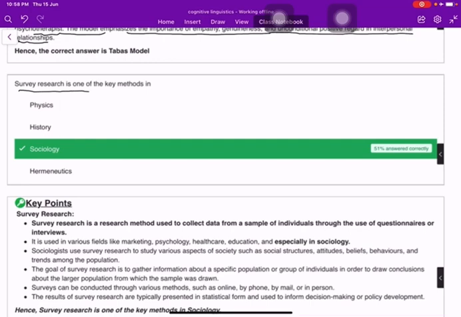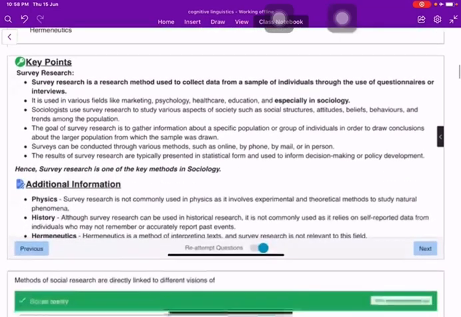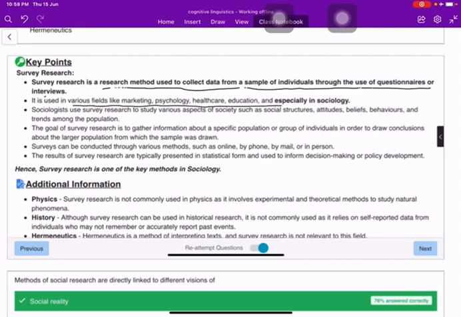Now, survey research is one of the key methods in sociology. Survey research is a research method used to collect data from a sample of individuals through the use of questionnaires or interviews, used in various fields like marketing, psychology, healthcare, education, especially in psychology.